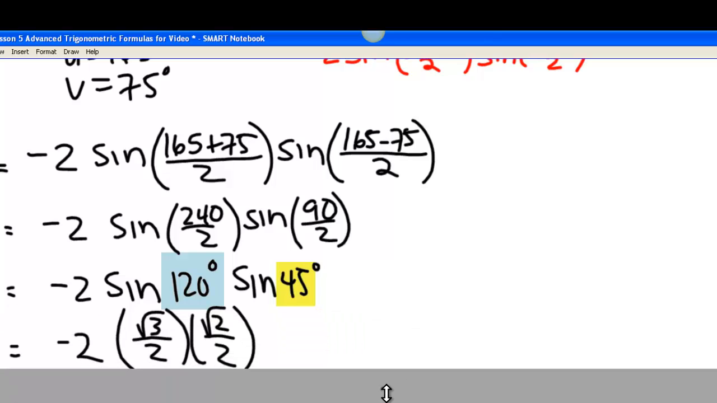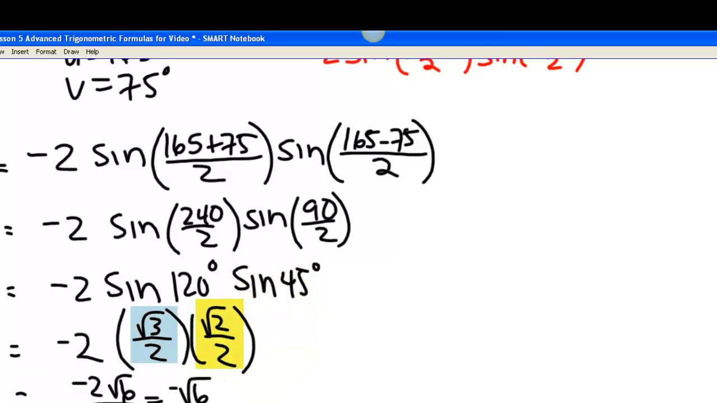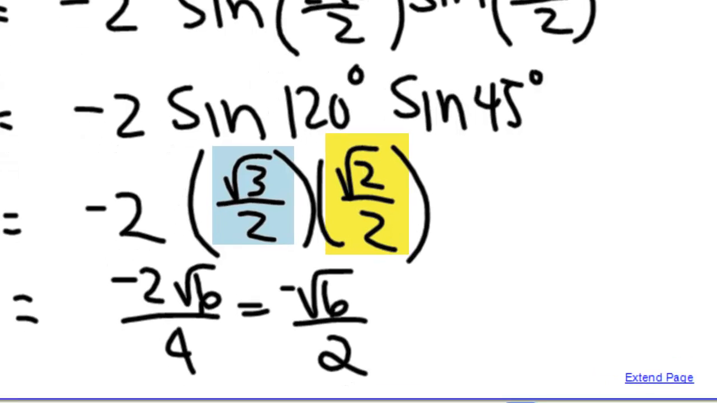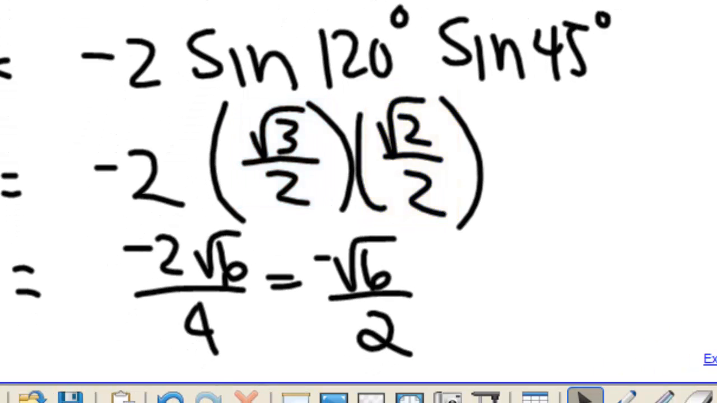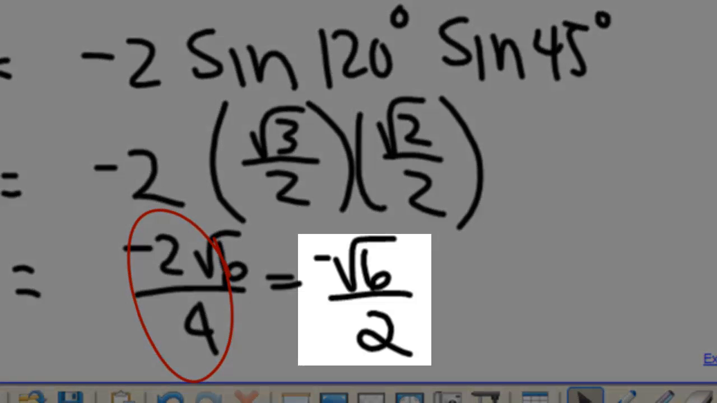The sine of 120 is a second quadrant angle. Sine is positive in the second quadrant, so it's root 3 over 2. The sine of 45 is root 2 over 2. And when I multiply the numerators together, I get negative 2 times root 6. When I multiply the denominators together, I get 4, and I can reduce 2 over 4 for my final answer of negative root 6 over 2.